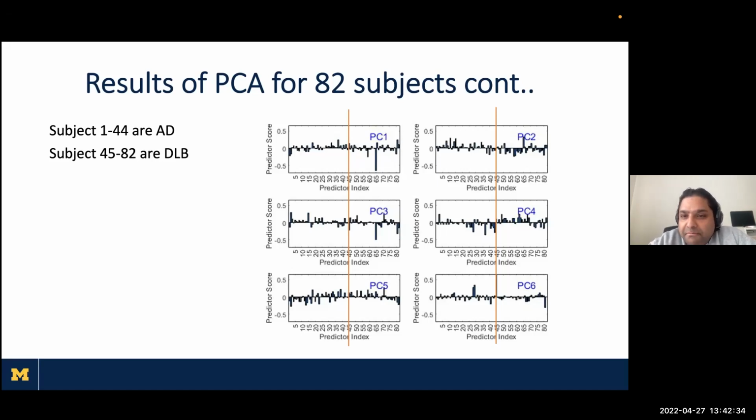Most of the subject scaling factors on principal component 2 look positive for AD, whereas the subject scaling factors for DLB are negative, below 0. Similarly, for principal component 3, the majority of the subject scaling factors are positive for AD and negative for DLB. Whereas for principal component 4, it's actually the opposite: the subject scaling factors are negative for AD and positive for DLB.